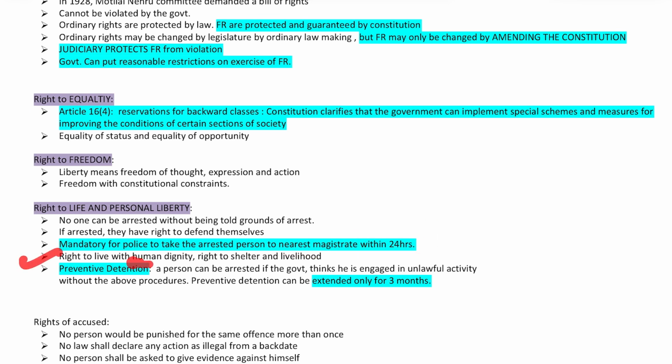Right to live with human dignity, right to shelter and livelihood from Article 21. Then preventive detention, this is Article 22. A person can be arrested if the government thinks he is engaged in unlawful activity without the above procedures. Preventive law can be extended only for 3 months. This is as per NCERT.